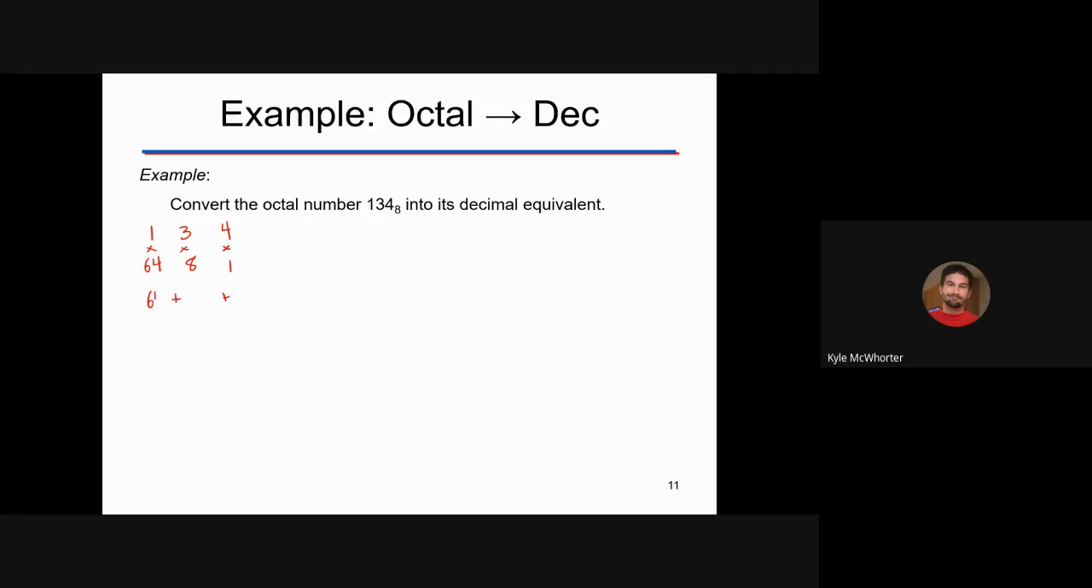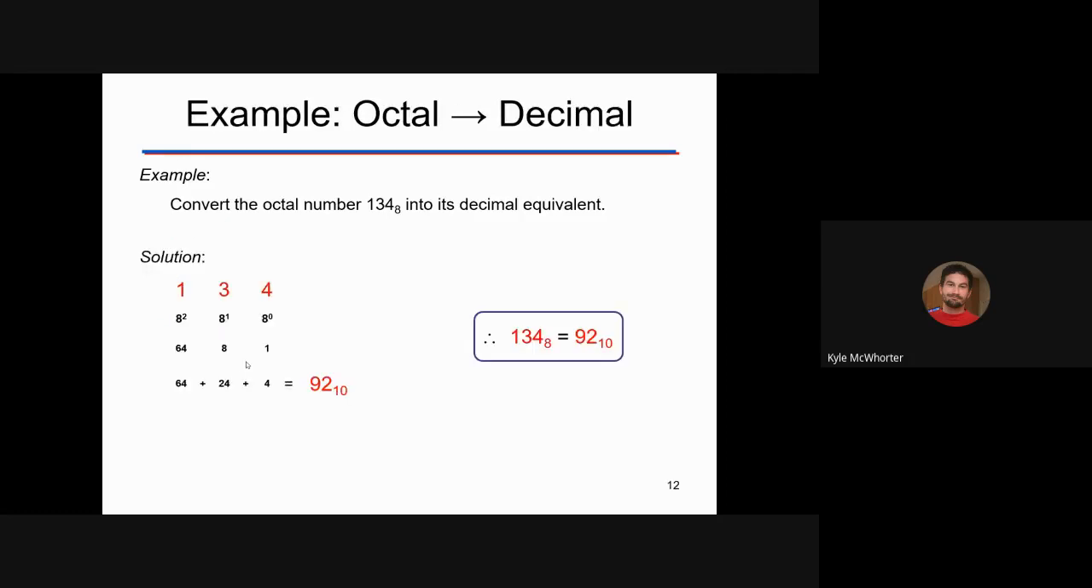1 times 64, 3 times 8 is 24, 4 times 1 is 4. Add these together. This is 64 plus 24 is 88. 88 plus 4 is 92. So this would be 92 in base 10. Then you can see the way the authors wrote it on the next slide. So 134 in base 8 is 92 in base 10.